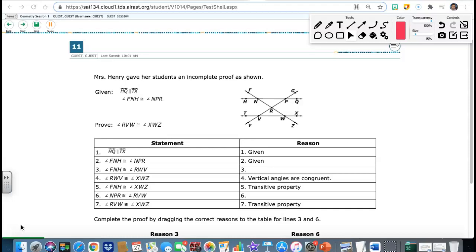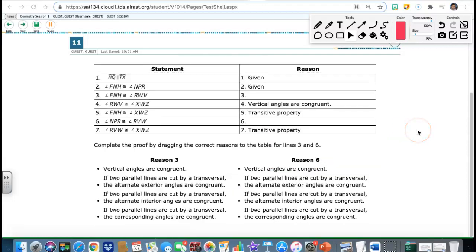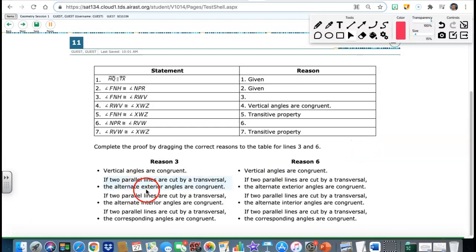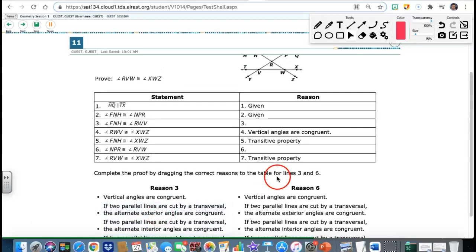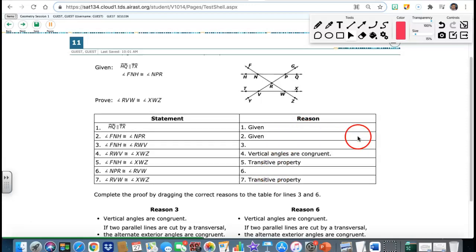Miss Henry gave her students an incomplete proof as shown. I have a drawing and given information. We have to prove that these angles are congruent. Blanks number 3 and number 6 are filled from the reasons on the bottom, by drag and drop. The choices are vertical angles, alternate exterior angles, alternate interior angles, and corresponding angles. I need to fill the 3 and the 6 for the reasons.